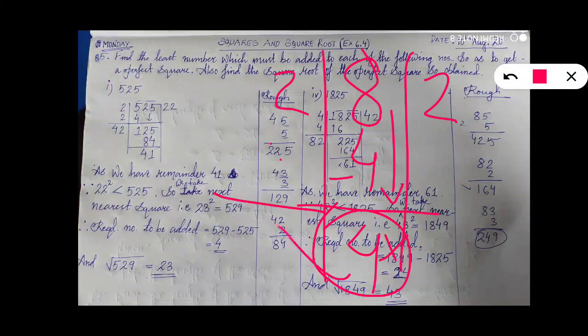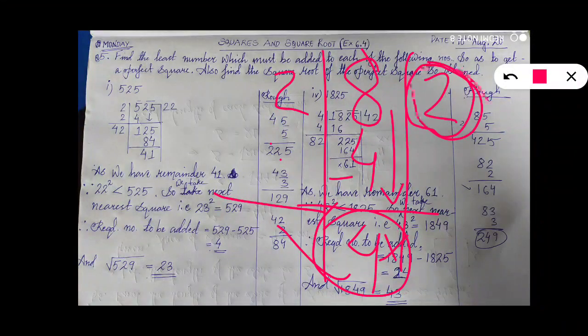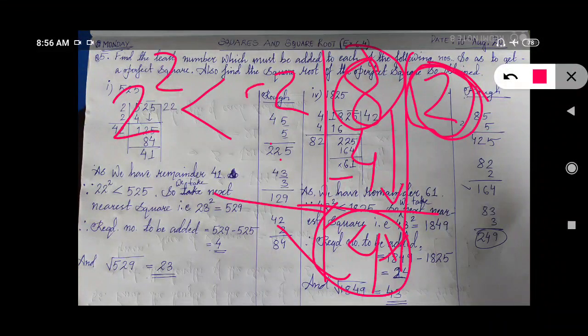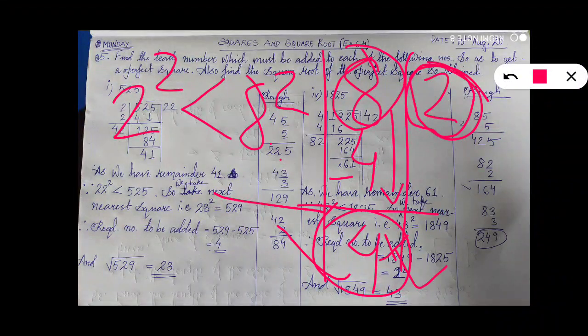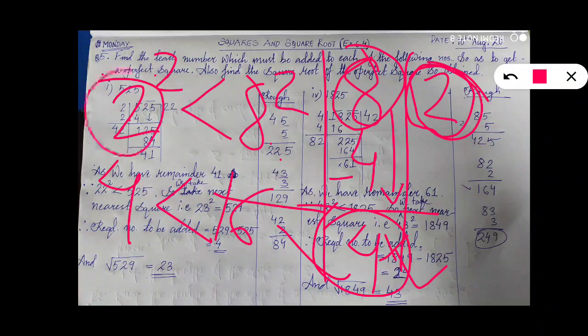If a remainder exists in the long division method, then what we can say is the square of this number over here is less than this number because the remainder is here. 2 square is 4, isn't it? It is less than 8. Are you clear? So what we do is, we'll take the next nearest square. After 2, what comes? 3. So 3 square will give you 9. So 9 is a perfect square now.